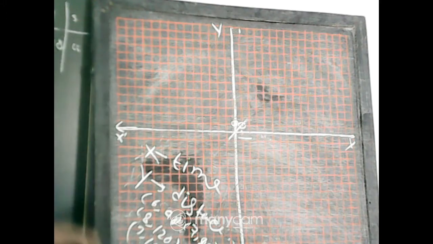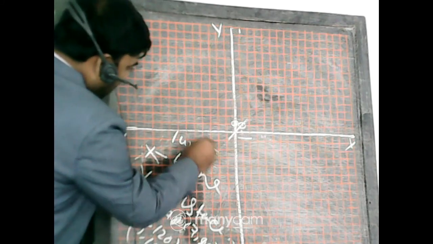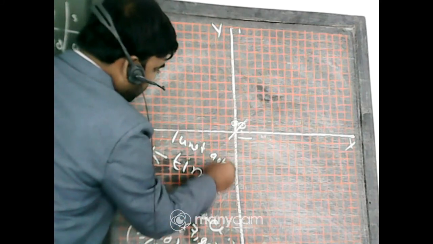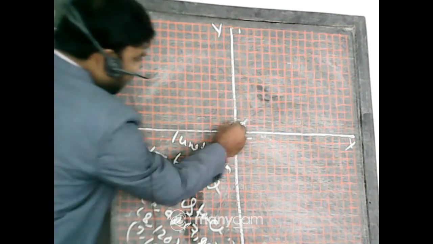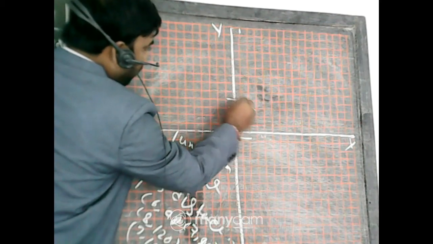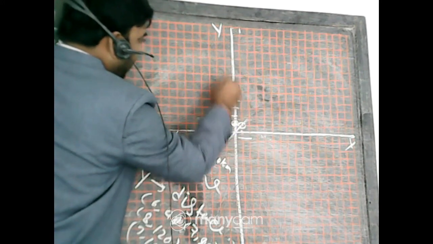scale. I am taking scale equal to 1 unit equal to 40 kilometer. So it is 1, it is 2, it is 3, it is 4, it is 5, it is 6. So that is 1, 2, 3, 4, 5, 6.